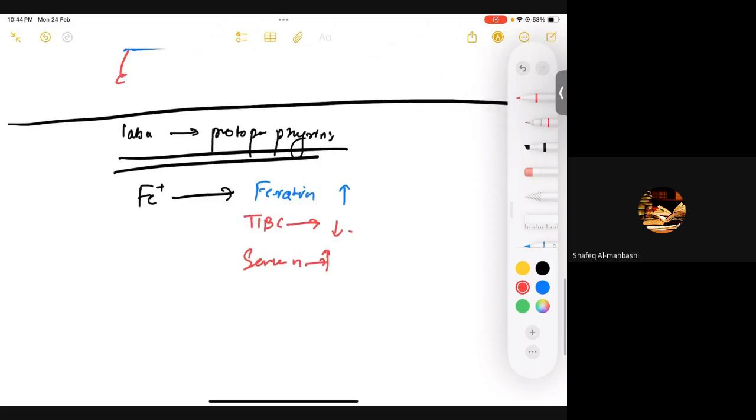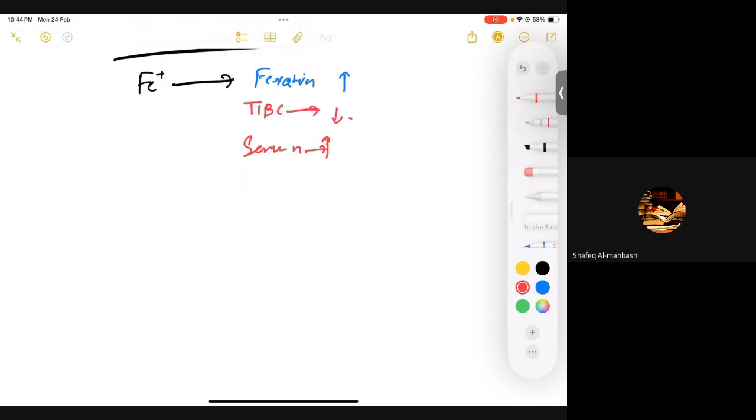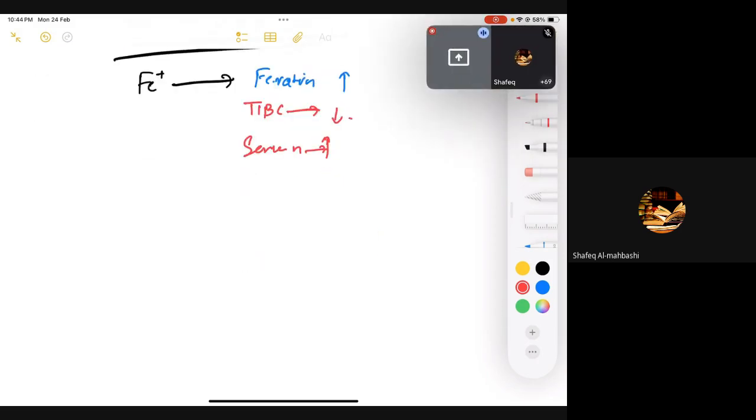Is that clear? Any questions? Yes, I have a question.